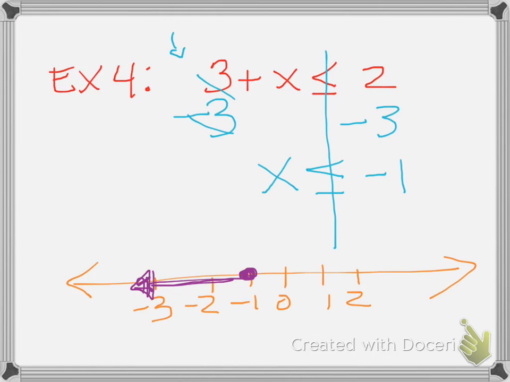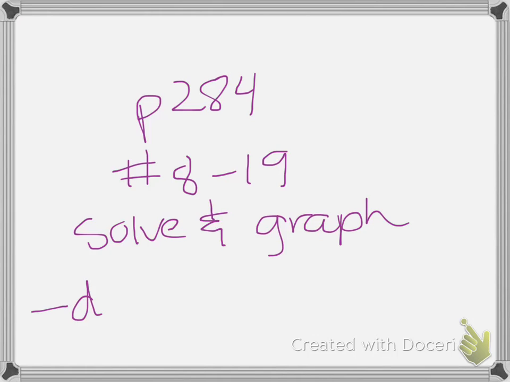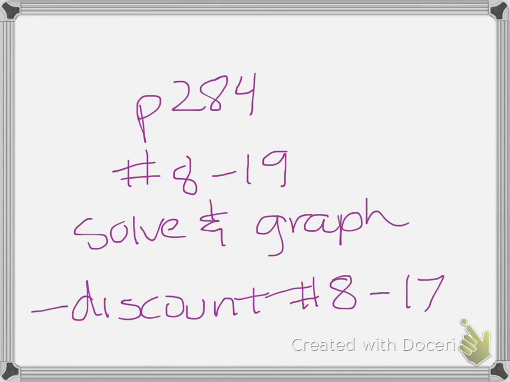So those are your examples, and your homework for today is page 284. You're doing numbers, and I forget, hang on just a second. You're doing numbers 8 through 19, solve and graph. Okay, and if you are a discount person, you guys go 8 to 17. You can skip the last 2. Do the same thing, solve and graph, 2 points apiece. And that's it. See you guys tomorrow.